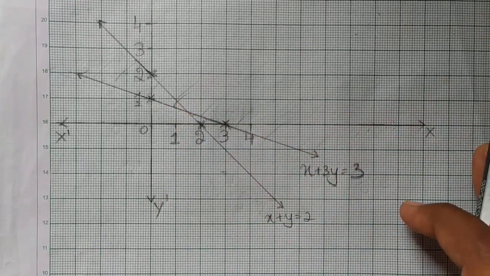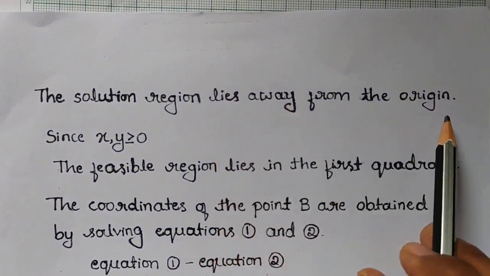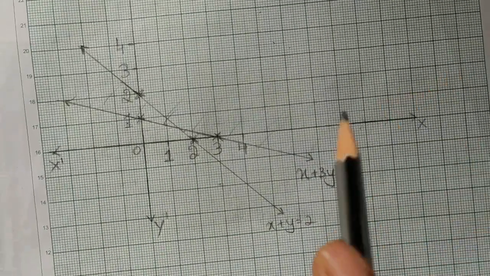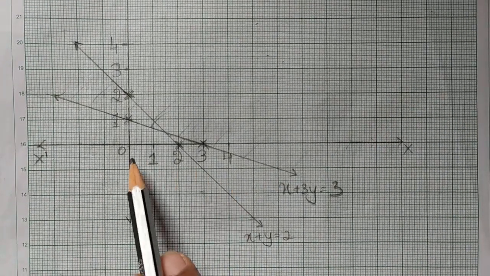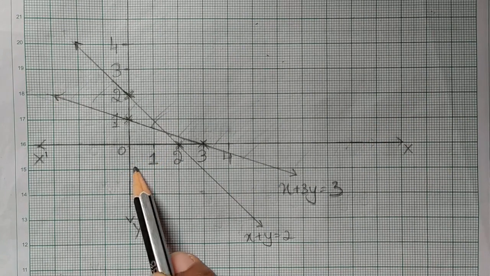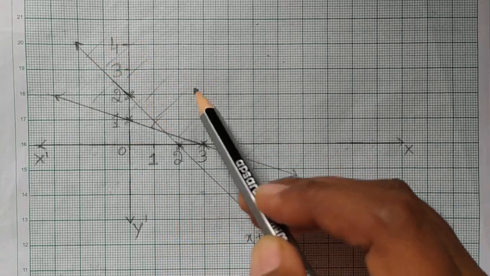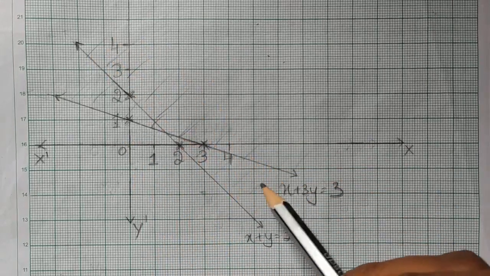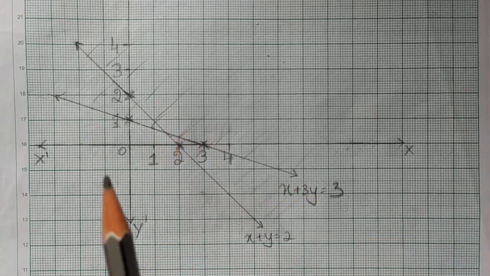For the second inequality, the solution region lies away from the origin. This is the line for the second inequality. The origin lies below the line, but the solution region lies away from the origin. So, I shade the region lying away from the origin to this line. These are the solution regions for the inequalities.